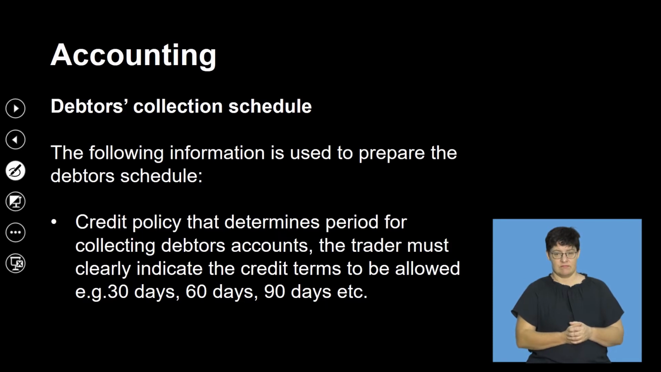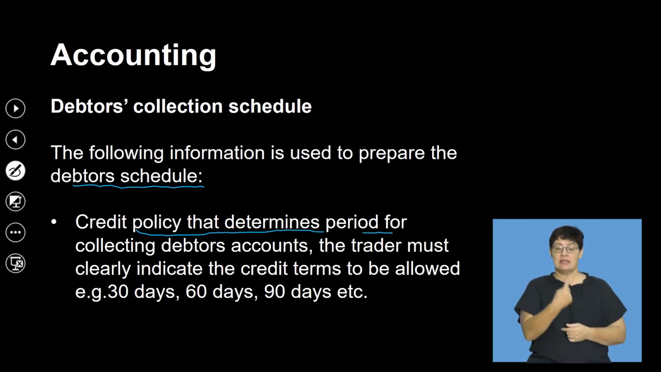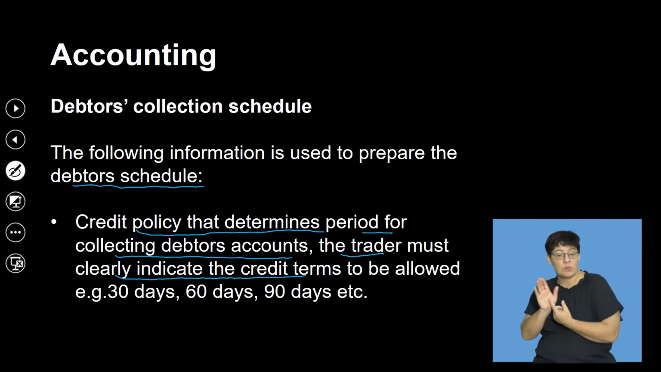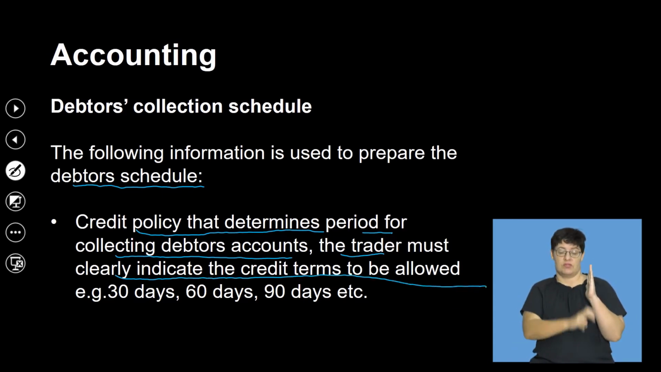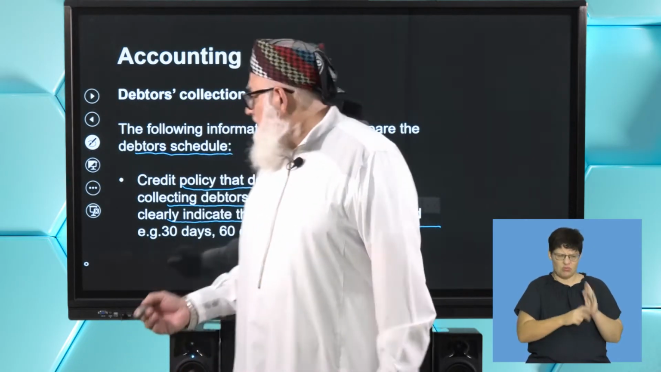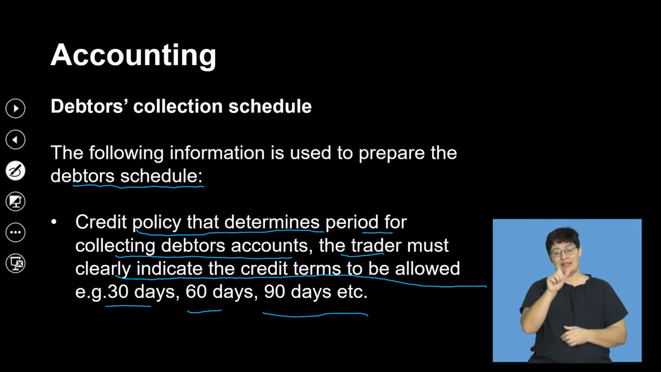What information will we have when we are preparing the debtor's schedule? One, your credit policy that determines the period for collecting debtors' accounts. The trader must clearly indicate the credit terms to be allowed. Now, when we talk about credit terms, what are we saying? We are saying we are allowing you 30 days, 60 days, or 90 days in which to settle the account.